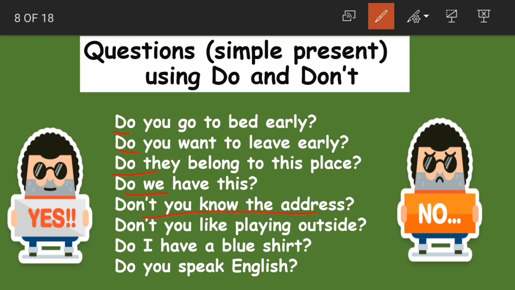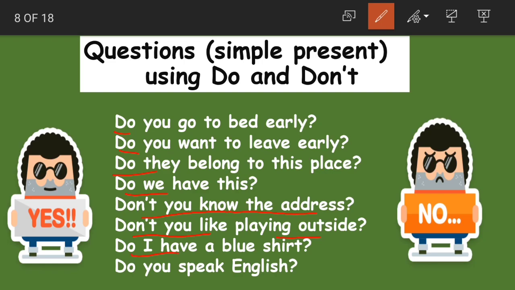Don't you know the address? In the sense, suppose somebody is searching for his friend's house or something else, you can just ask, don't you know the address? Now, don't you like playing outside? This is one more question.